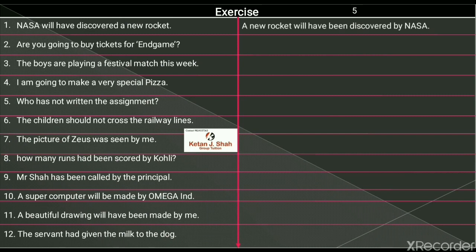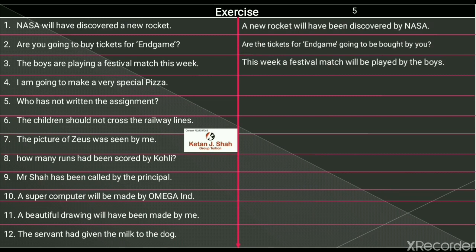The first answer, NASA will have discovered a new rocket, becomes, a new rocket will have been discovered by NASA. Second, are you going to buy tickets for Endgame? Becomes, are the tickets for Endgame going to be bought by you? Third, the boys are playing a festival match this week. Becomes, this week a festival match will be played by the boys.